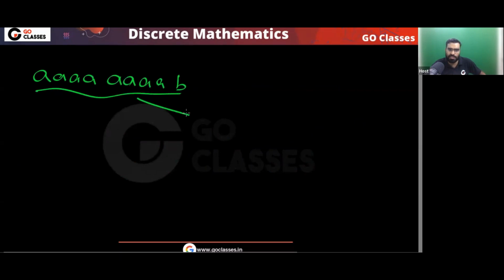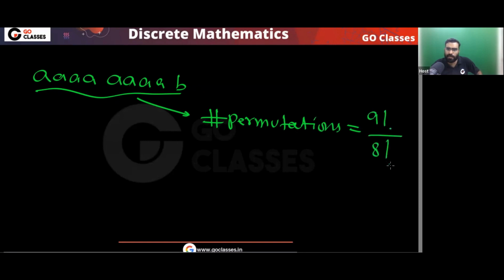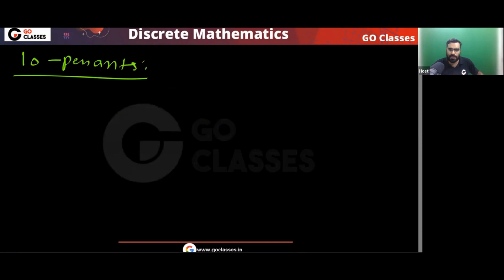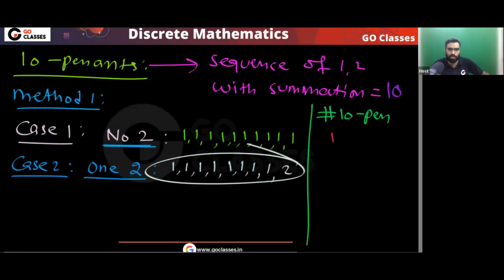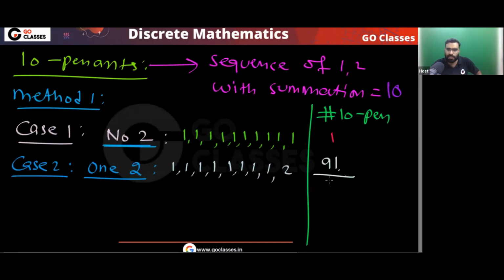So how many permutations are there? What is the number of permutations here? The number of permutations will be 9 factorial divided by 8 factorial. Agree? Very simple. Any permutation you can create, so it will be 9 factorial divided by 8 factorial, that is equal to 9.